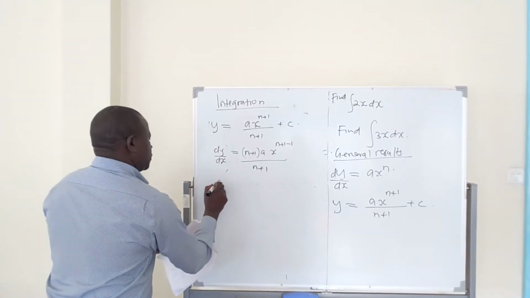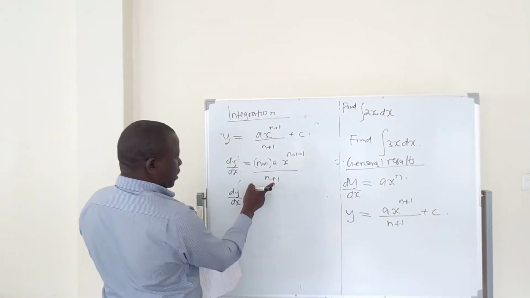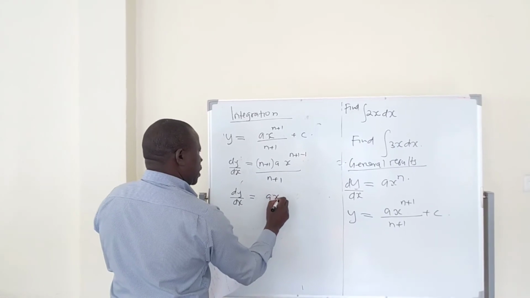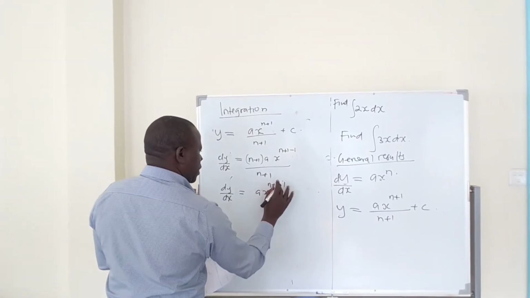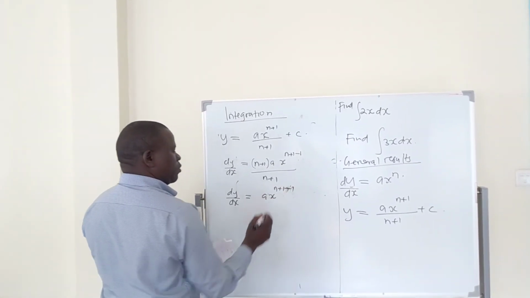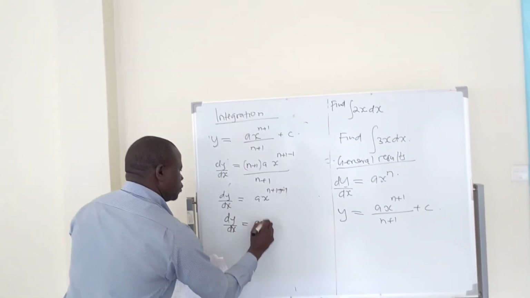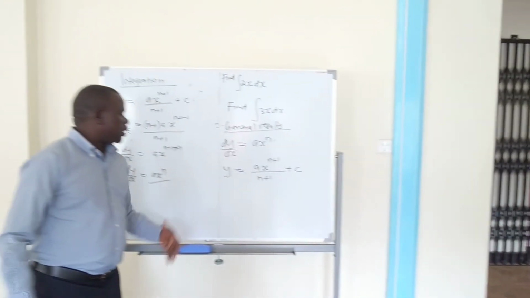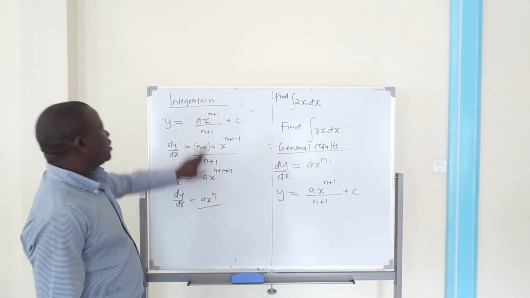Therefore, my dy dx gives me, you see, this term is appearing here, and this term is appearing here. They reduce to remain a x to the power n plus 1 minus 1. Plus 1 minus 1, of course, goes to 0. So I get dy by dx to become a x to the power n, which gives me back this function. So it means the integral of this function is this.